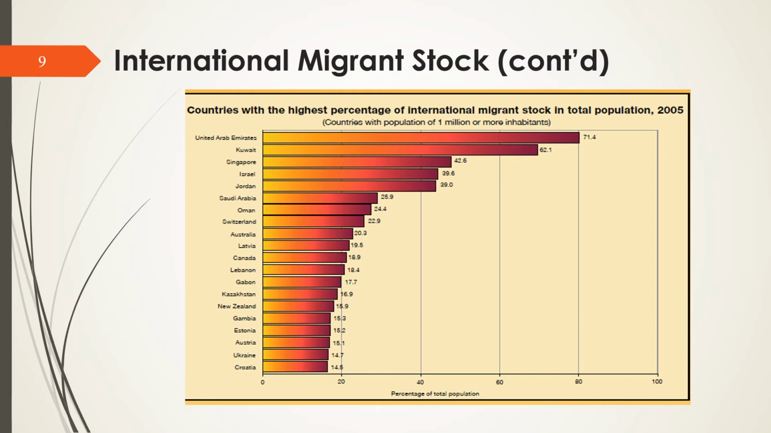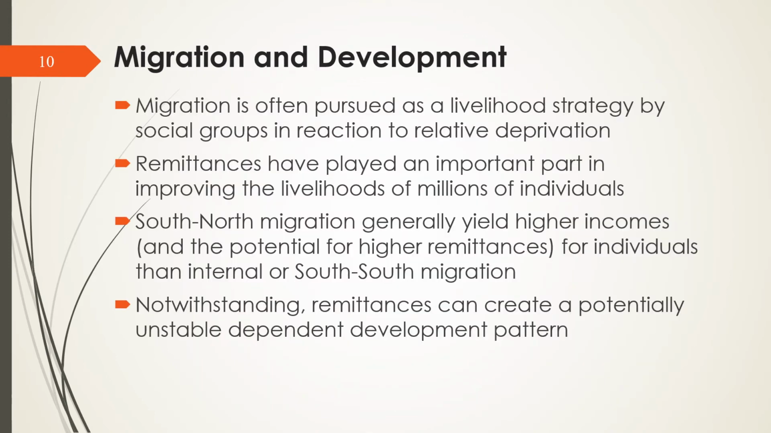What we have seen, though, is that all regions of the world are affected by irregular migration, with irregular migrants representing an estimated 10 to 15% of global migrant stocks. Having looked at these facts and figures, it's not surprising that migration is now seen as a means of development. Migration or mobility is often pursued as a livelihood strategy by social groups such as households in reaction to relative deprivation. Remittances have played an important part in improving the livelihoods of millions of individuals.